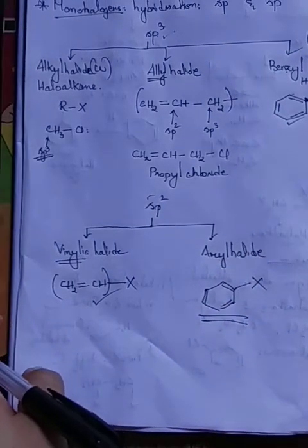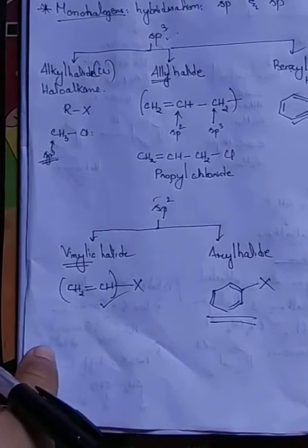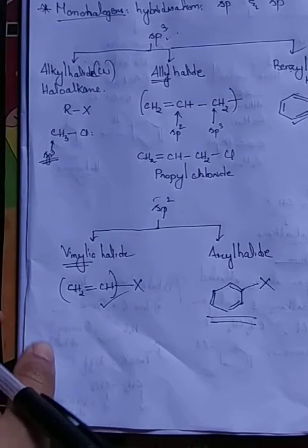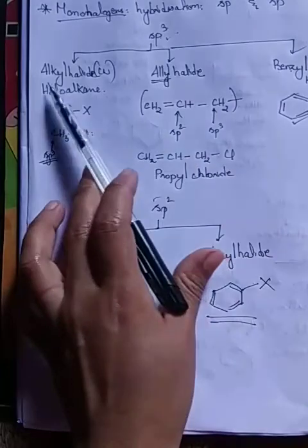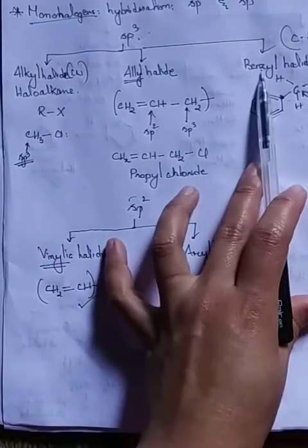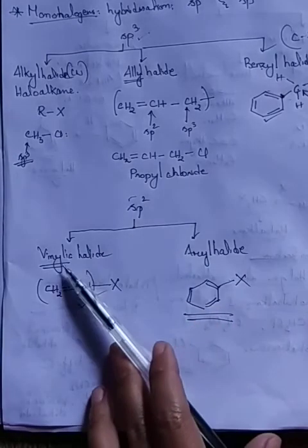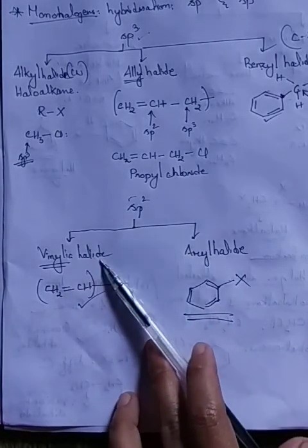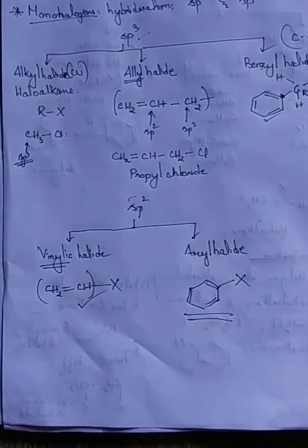Therefore, on the basis of sp2 and sp3 hybridization, in sp3 we have alkyl halide, allyl halide, and benzyl halide, and in sp2 hybridized we have vinyl halide or vinylic halide, and the second one is aryl halide.